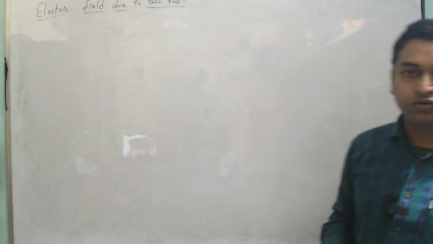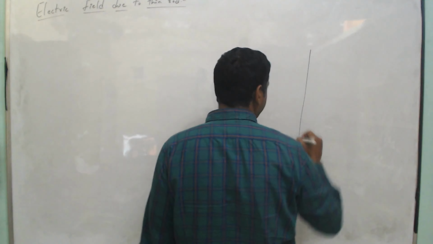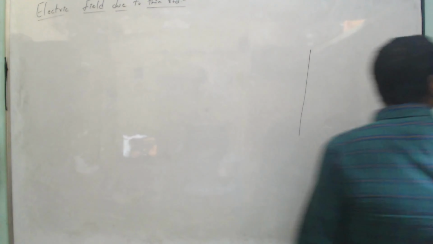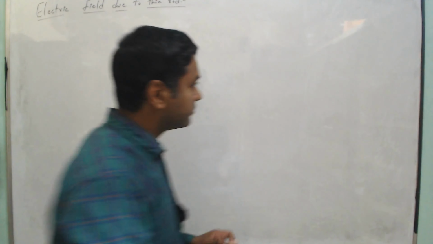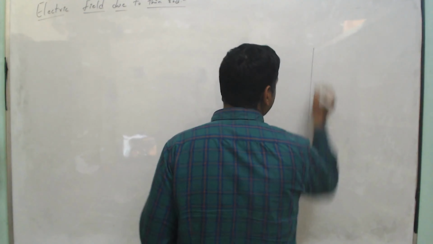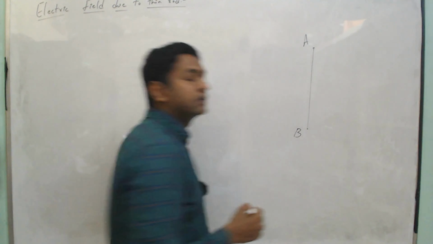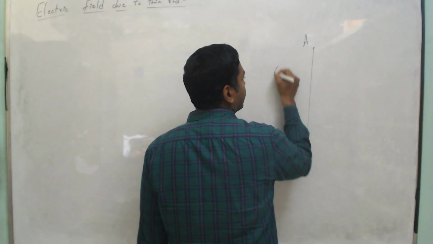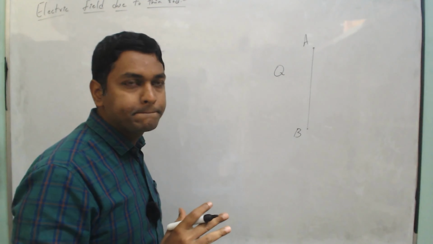Electric field due to a thin rod. So let us say this is my rod. Let us say my rod is from A to B, from here to here. And the entire rod contains a charge, capital Q.